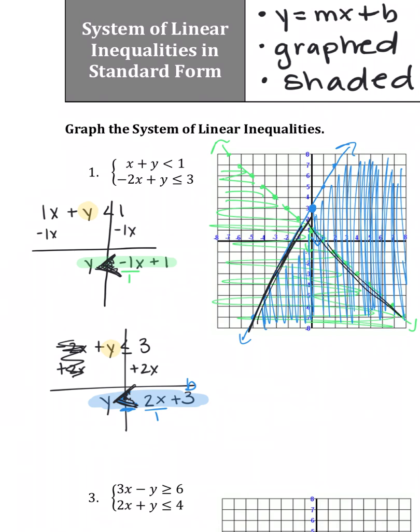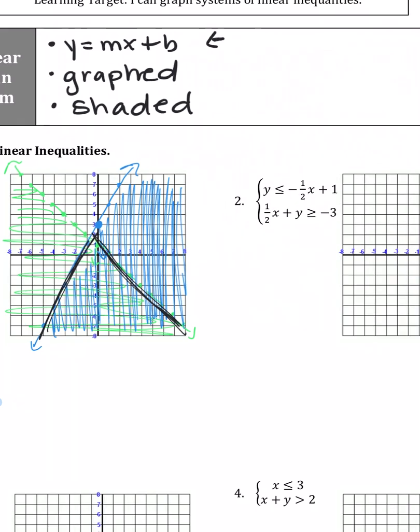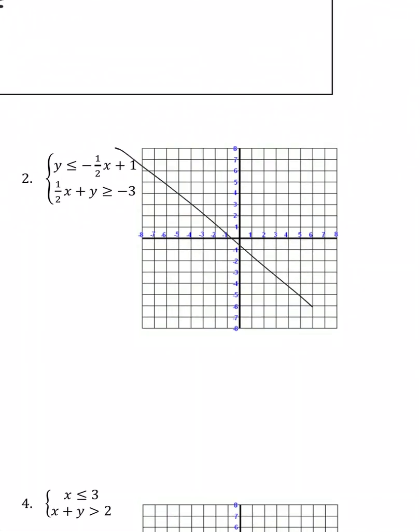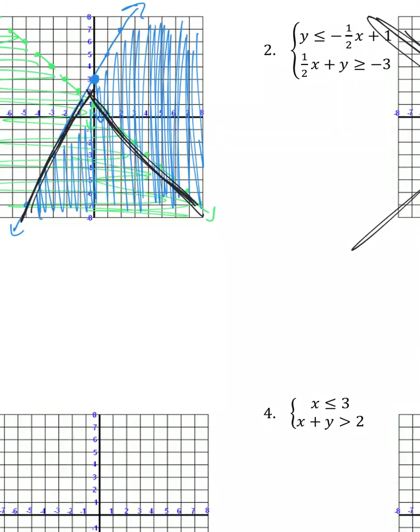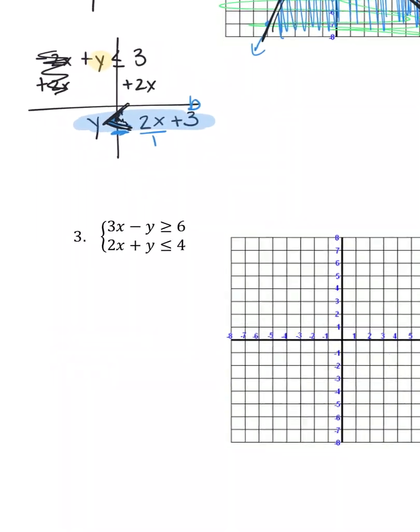So it's the same thing we did on the other assignment. It's just adding one step because we have to get it into y equals mx plus b. We're going to go ahead and skip number 2 because I think it's different on your notes than what it is on mine right now. So we're going to skip this one. And we're going to move right on to number 3.